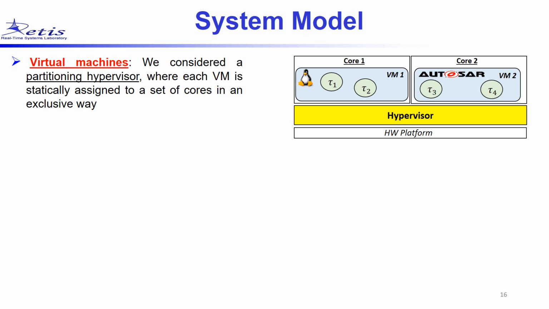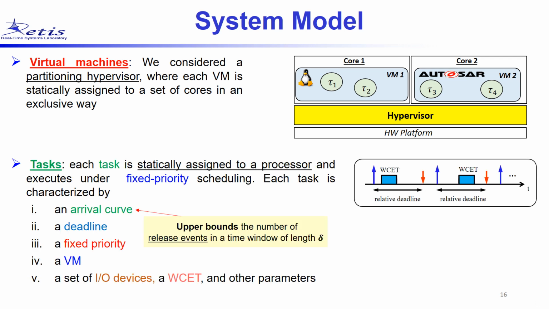We start with virtual machines. We modeled the virtual machines and we considered a partitioning hypervisor where each virtual machine is statically assigned to a set of cores in an exclusive way. Then we modeled tasks. Each task is statically assigned to a processor and executes under fixed priority scheduling.